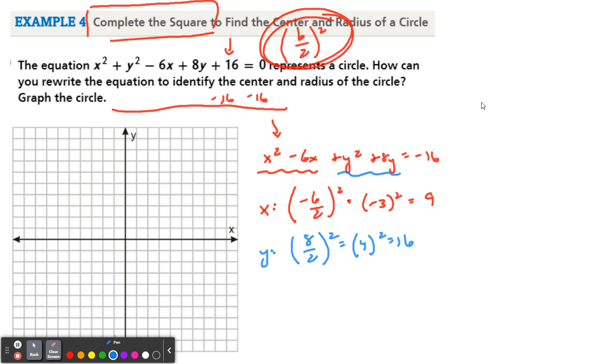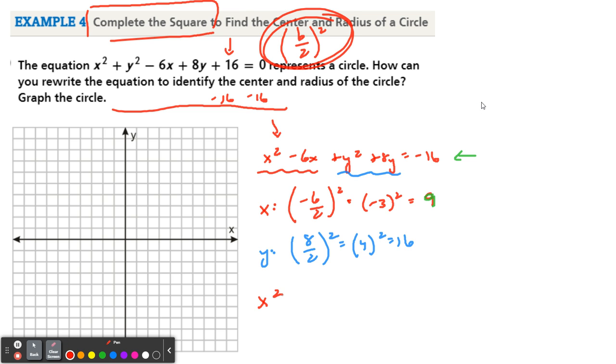Now we're going to take these two numbers, the 9 and the 16, and add them to both sides of this equation. We put the 9 next to the 6x, and over here with the negative 16. We put the 16 next to the 8y, and over here with the negative 16. So it's going to look like this, and I'll try to color code it.